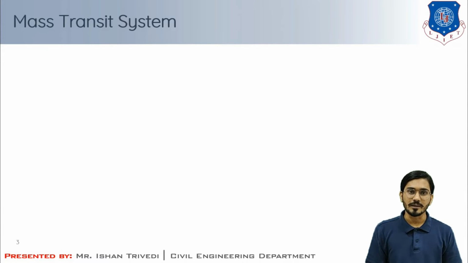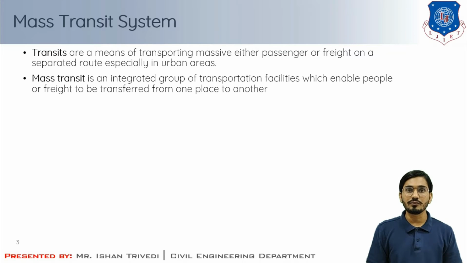This term, mass transit system, comprises two terms, that is mass and transit. So let us first understand what transit is. Transits are the means of transporting a massive number of passengers, or you can say freight, on a separated route, especially in urban areas. Here, the routes on which the passengers and freight are transported is called a transit system, particularly in urban areas.